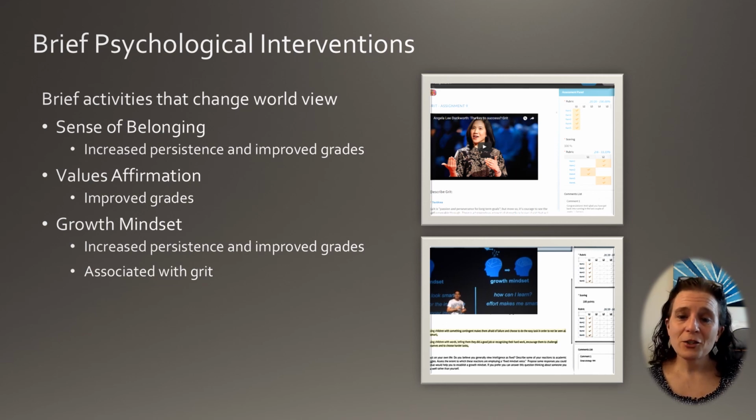And then mindset, I already mentioned a little earlier, but that came from the work of Carol Dweck, and it's where you talk to students about whether they view intelligence as fixed, something that doesn't change, or like a muscle, something that grows with effort and over time. And when students embrace a growth mindset, they show increased persistence and improved grades. And also, it's been associated with this idea of grit, which is seen as a personality variable, but basically how much you will persist in working hard at something difficult to achieve a long-range goal.